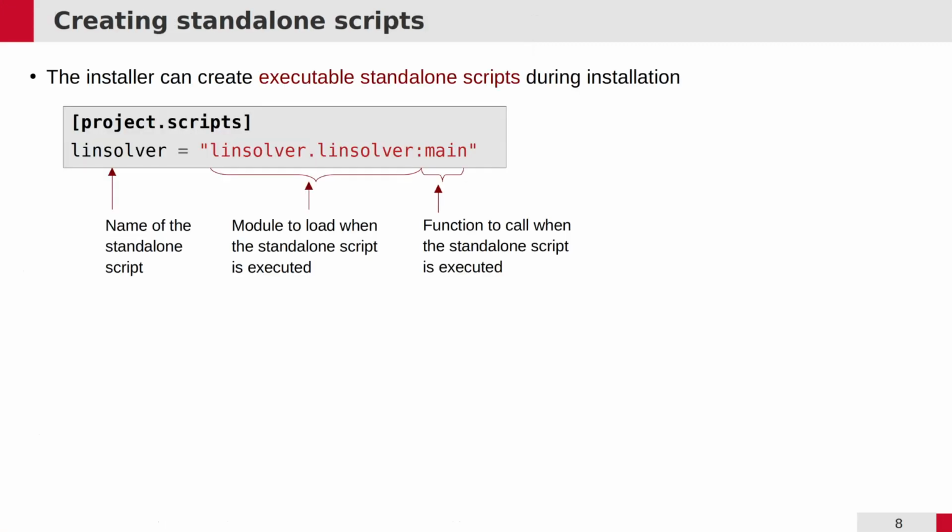So basically here, again, the section is called project.scripts. And I'm telling Python in this declaration that if my package is installed, then please create a command line tool called linsolver. And if somebody calls this command line tool linsolver, then please import the module linsolver.linsolver, so basically the linsolver module within the linsolver package. And when you import this module, please execute the function called main from within that module, right? So this is basically what this declaration does.